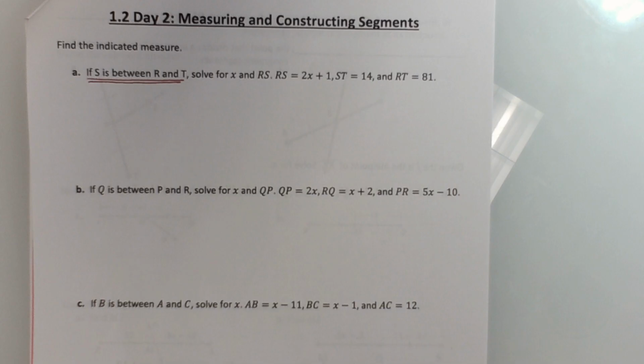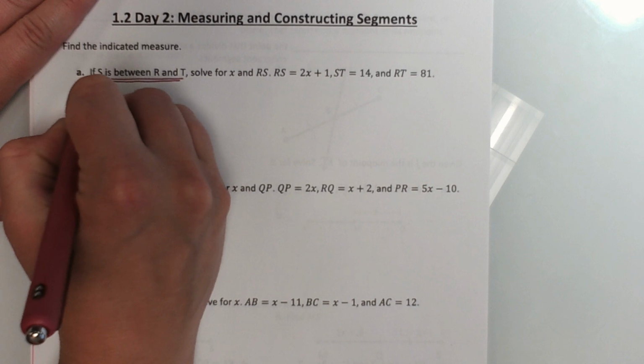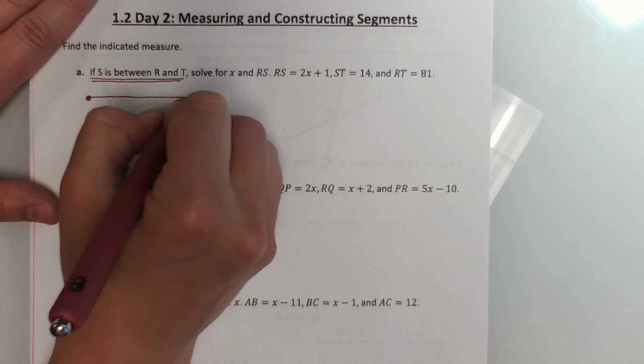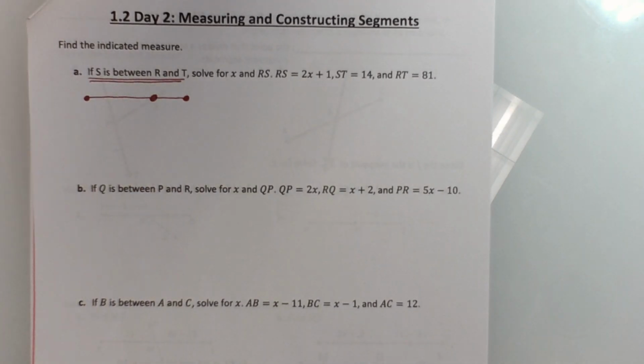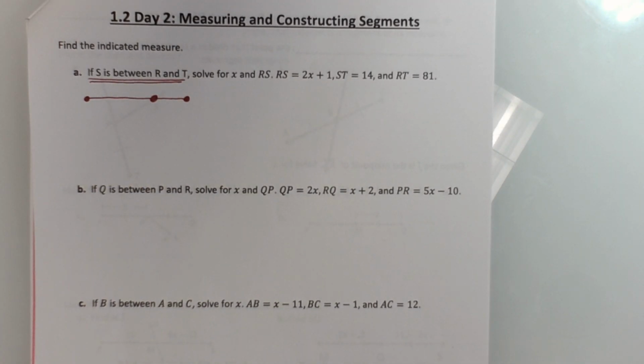Now keep in mind, on problems like this, it says S is between R and T. It is not always going to be a situation where the points are in alphabetical order. Sometimes they will be, sometimes they won't. When I tell you S is between R and T, I'm telling you, you need a picture that looks like this. Because for one point to be between two others, they all have to be on the same line, or in this case, segment.